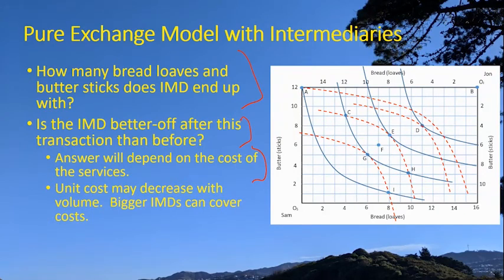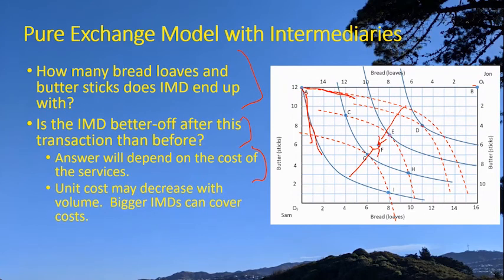And notice then, what's kind of happening here is that there's a lot of surplus to be gained by trading butter and bread between Sam and John here. These are the original indifference curves, and they can move to a much higher level of utility for both of them. There's surplus value to go around.